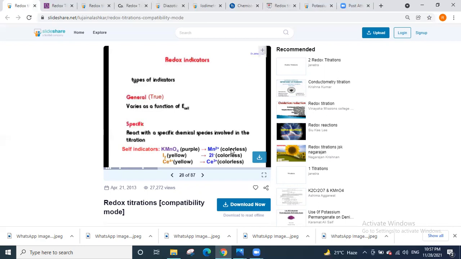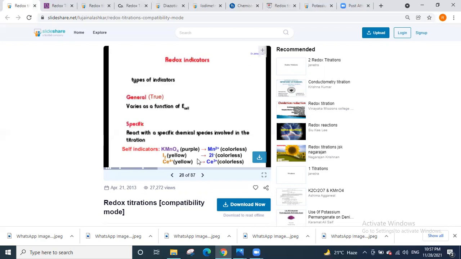and in the reduced state it is colorless. Similarly, iodine in the oxidized state is brownish yellow and colorless in the reduced state. Cerium is a bright yellow color in the oxidized state, and when completely reduced, it is colorless. So in these cases, when the titrant itself changes color during the reaction, no indicator is added. The titrant indicates the end point, and this type of indicator is called a self indicator.